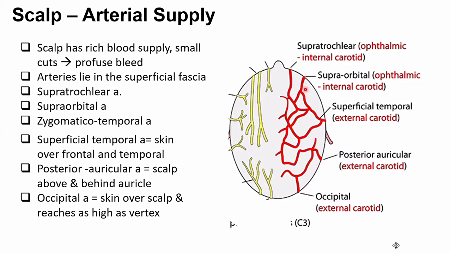And all of these are in front of the ear. And we have also the posterior auricular and occipital arteries. You may notice here that the blood supply of the anterior part, the supratrochlear and the supraorbital, comes from the internal carotid artery. This is not coming from the external carotid, but those superficial temporal, posterior auricular, and occipital, they come from the external carotid artery.